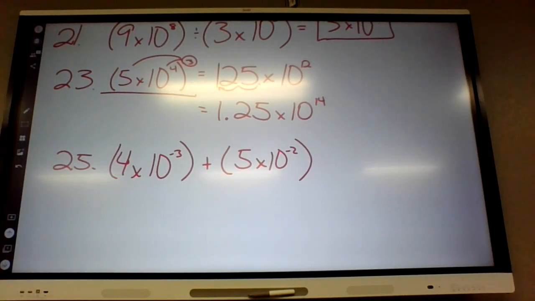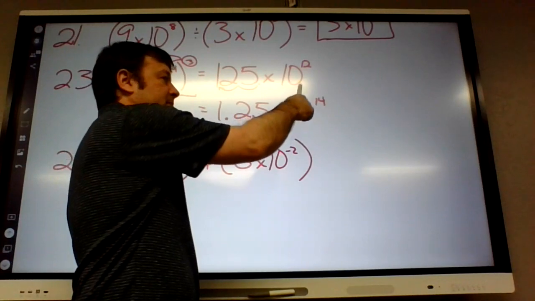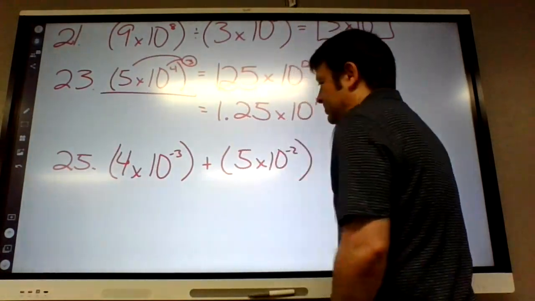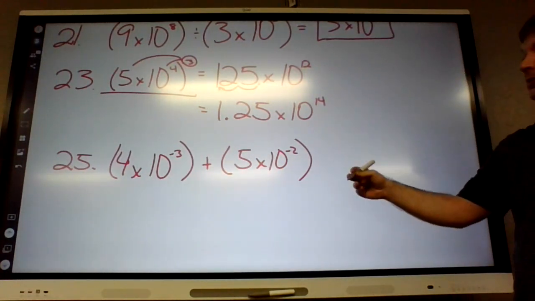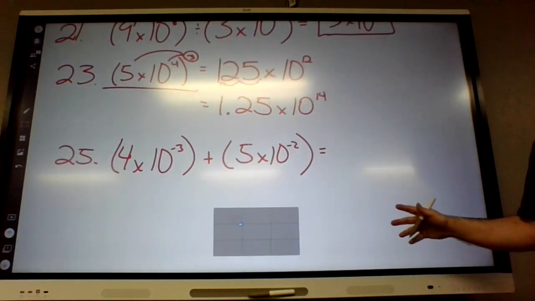Actually, on 23, that answer might be so big that your calculator would automatically put it in scientific notation, boys. Because 10 to the 14th means like 14 digits. So that's probably too big for the calculator, so your calculator might automatically spit out scientific notation. Okay, this one, however, is not that big.